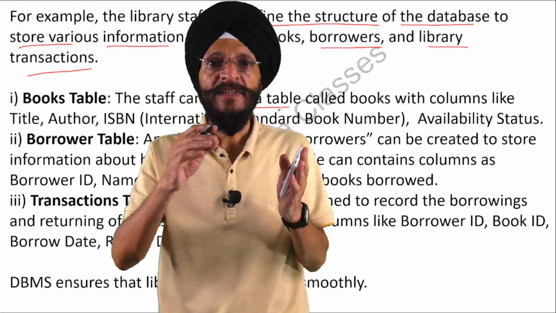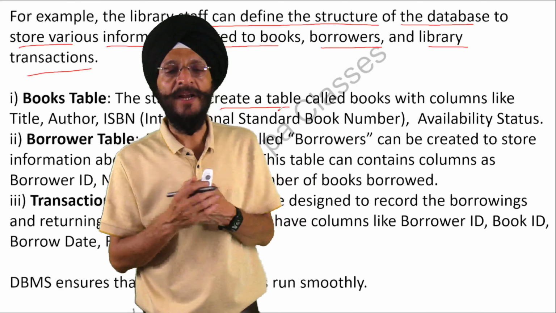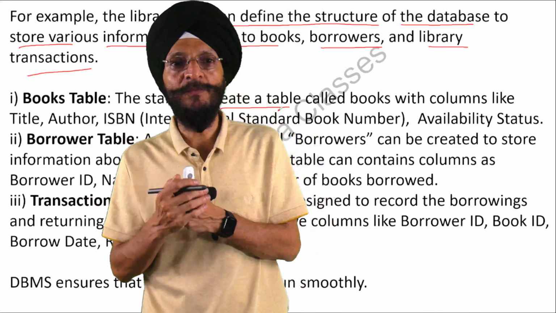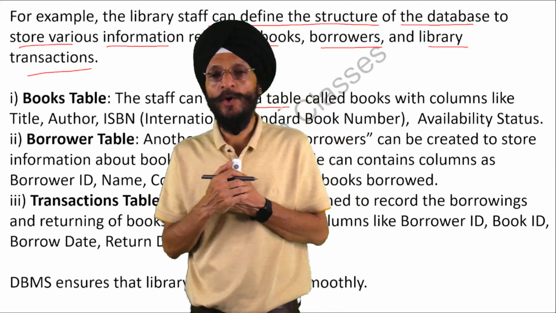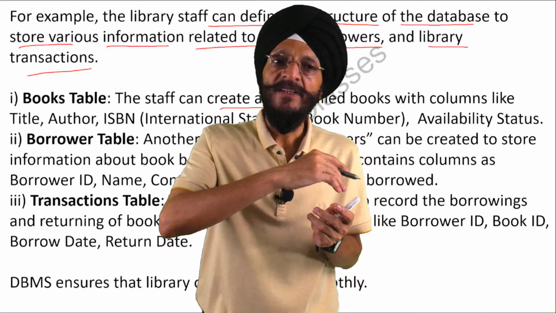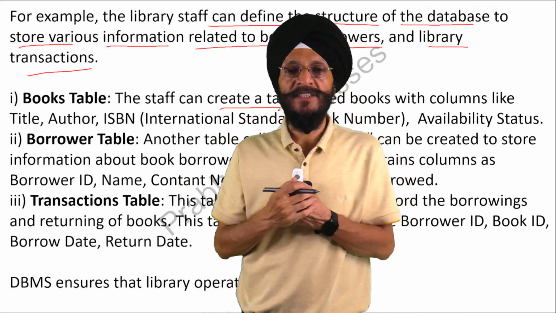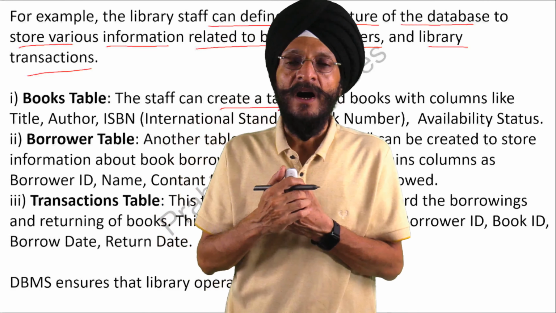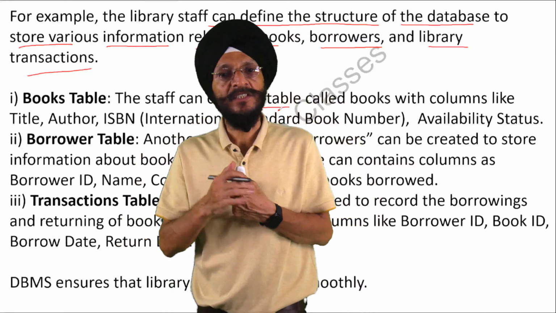Then the library staff can create a transaction table wherein they can record the borrowings and return of the books. This table can have many columns like borrower ID, book ID, date of borrowing the book, date of return of book. DBMS ensures that library operations run smoothly. This is just an example. In this way, the DBMS ensures that all the organizations which use the database management system are in a position to do their operations smoothly.